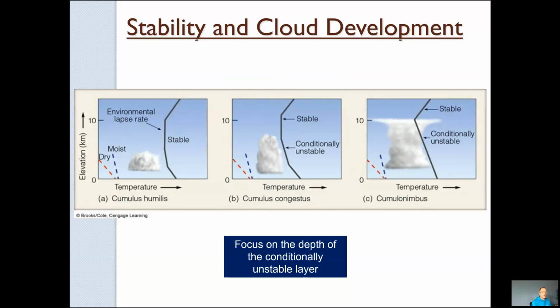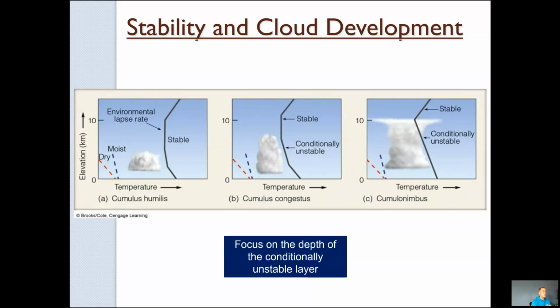Again, the depth of your cloud is going to really be predicated on the depth of your conditionally unstable layer. How far up in the atmosphere can our parcel remain warmer than the environment? That's the whole premise here behind stability. Is our parcel warmer or cooler than the environment?